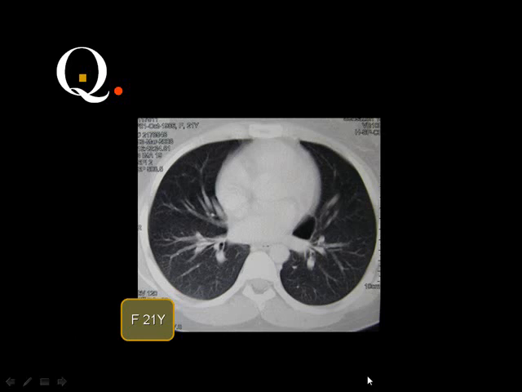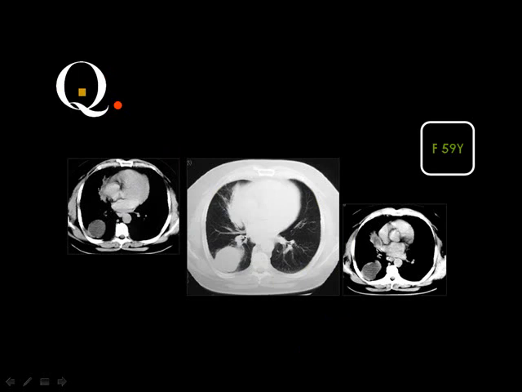Nodule mass batch cavity. Cavity. No. Thin wall, thick wall. Thin wall. Nematocele. Very good. Nodule mass batch cavity. Nodule mass. Nodule or mass, it will not differ. The diagnosis is hydatid cyst because of the water density. Okay.